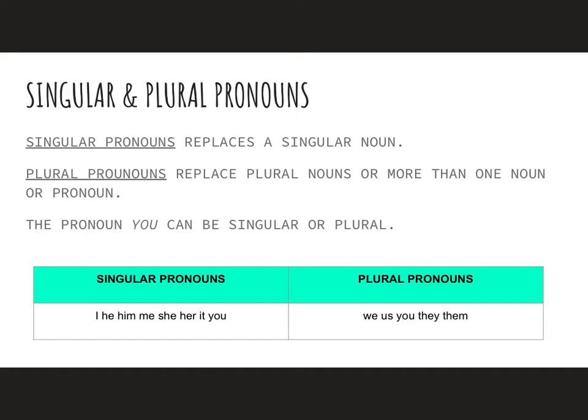We talked about singular and plural pronouns. Singular replaces a singular noun, meaning one, and plural pronouns replace plural nouns, or more than one noun or pronoun. The pronoun you is a special one because it can be singular or plural. The chart here lists your singular pronouns, which are I, he, him, me, she, her, it, you, and plural pronouns, which are we, us, you, them, and they.